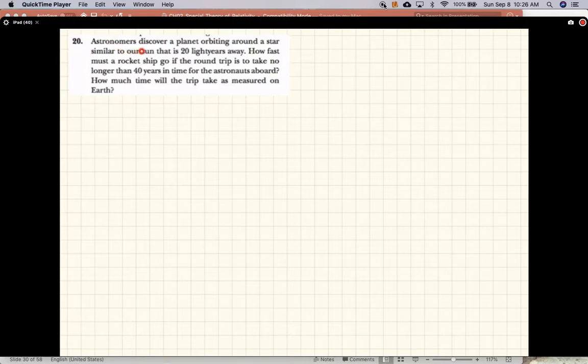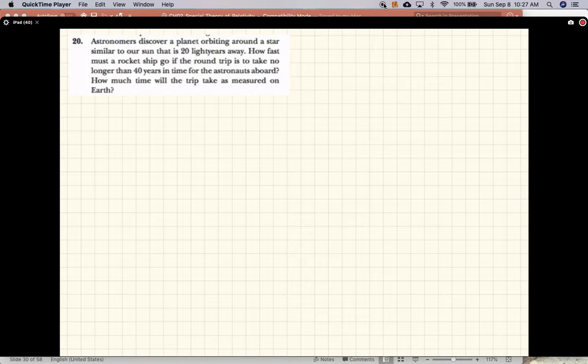Okay, this problem says astronomers discover a planet orbiting a star similar to our sun that's 20 light years away. How fast must a rocket ship go if the round trip is to take no longer than 40 years in time for the astronauts aboard? So that would be the proper time for the astronauts aboard. How much time will the trip take as measured on Earth? Okay, so how much time will pass on Earth while those astronauts take the trip?